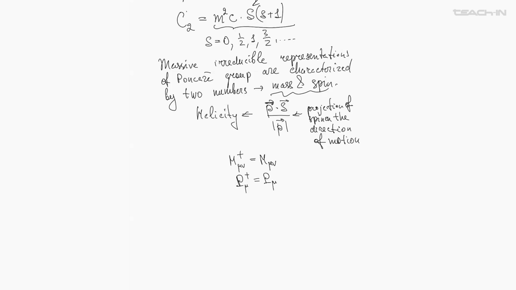For the massive case, their eigenvalues are mass and spin. For the case of massless representation, this is helicity, which will specify our unitary irreducible representations of the Poincare group. Okay, I think for today that is all. If you have questions, please ask.